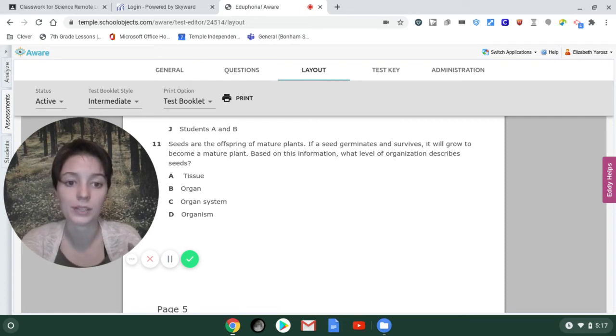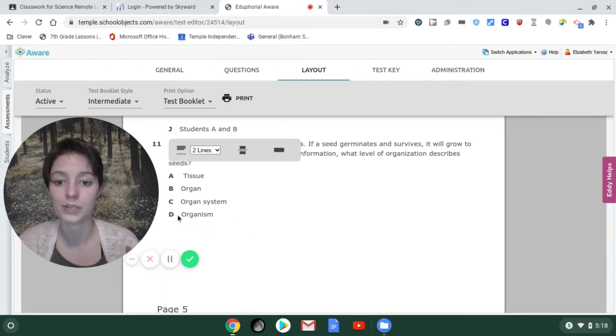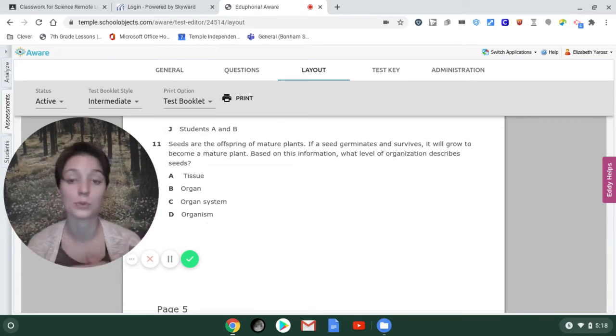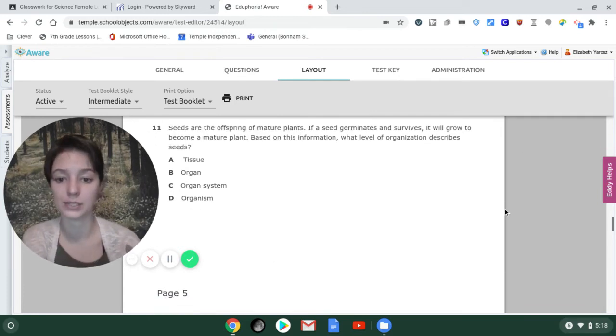Based on this information, what level of organization describes seeds? So if a seed is an offspring, therefore a seed is a baby, what level of organization is a baby? Is it tissue, organ systems, or organism? Now, if you have a baby brother and you say that he's tissue, I worry for you. We know that baby humans are human beings. We got to treat them with respect just like anyone else. So that is an organism. Organism is a whole unit of life, like a human or a bacteria or an antelope or a baby or a seed. So seed is an organism.